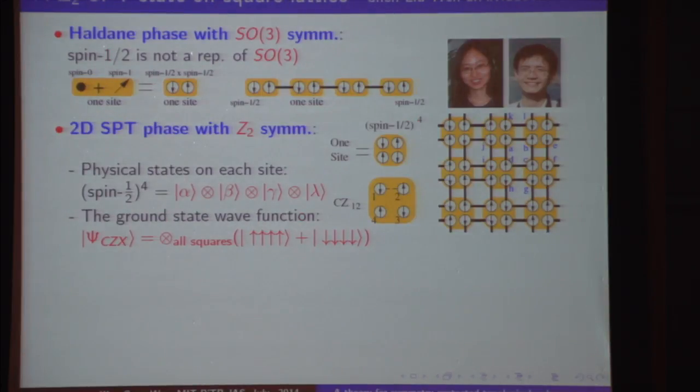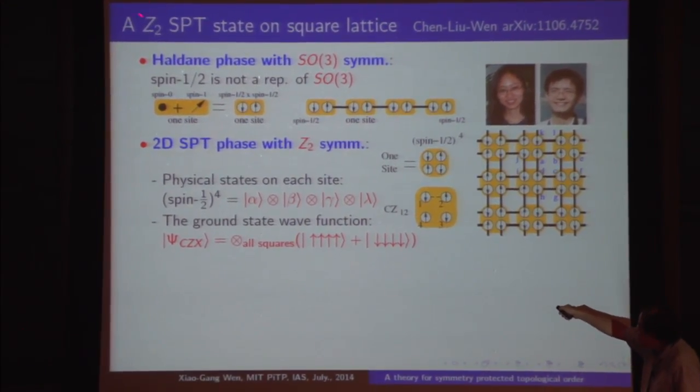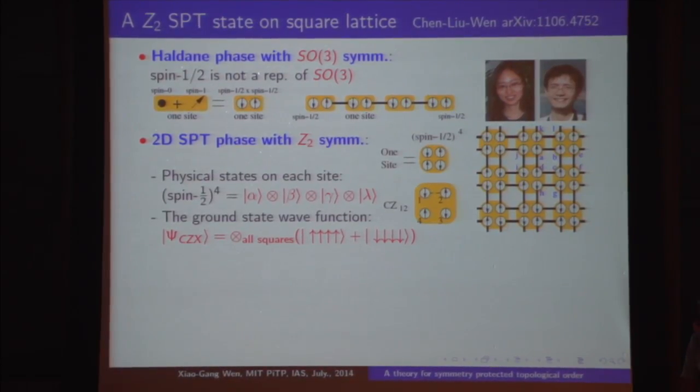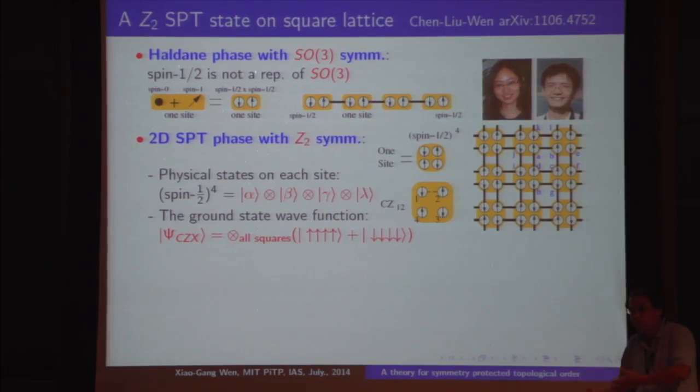So that is a 1+1 dimensional example. Now let's give a 2+1 dimensional example. In a 2+1 dimensional example, we consider a system with a Z2 symmetry. So how do we understand the SPT states protected by Z2 symmetry in 2+1 dimensions?